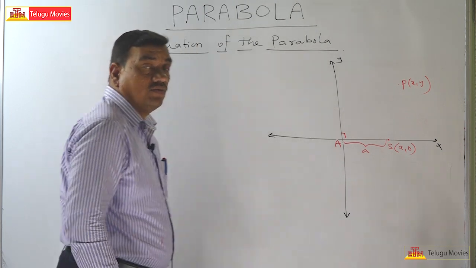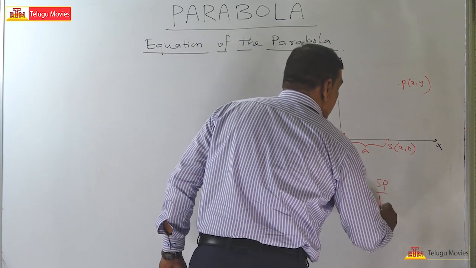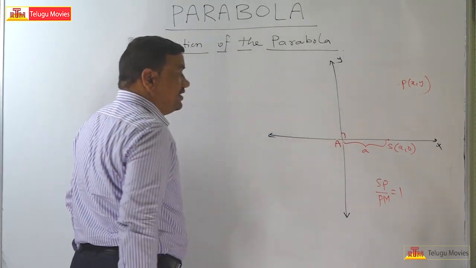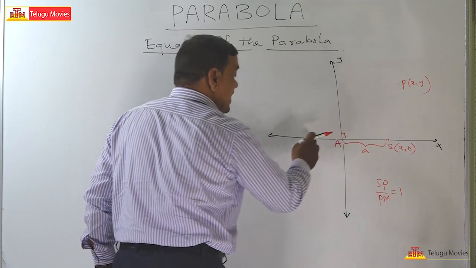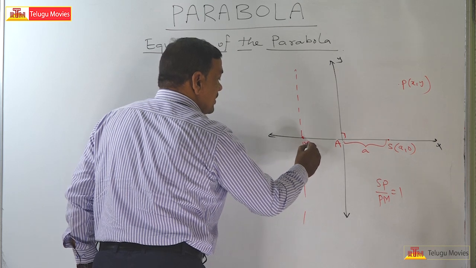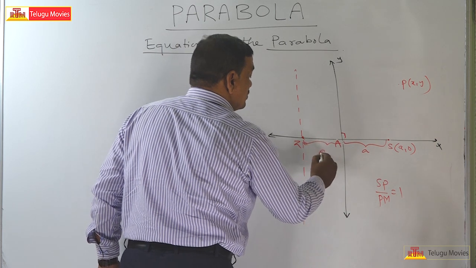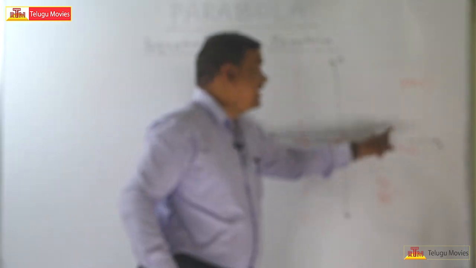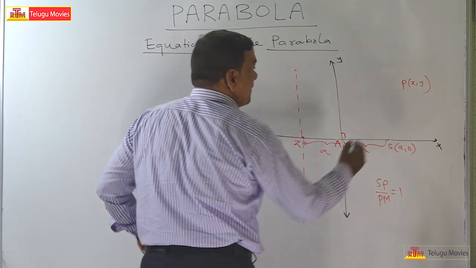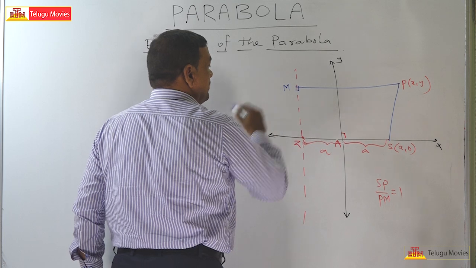By definition, we have SP by PM is equal to 1. That means here A already coincides with P, so SA by AM. M will be here, so this will be your directrix. Let us call it Z. So this length is also a. That means SP by PM is equal to 1. Let us join this: SP by PM.